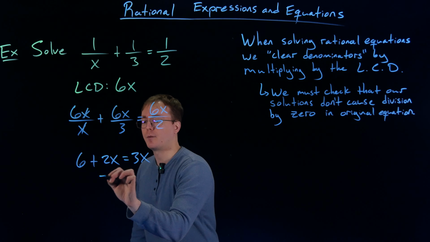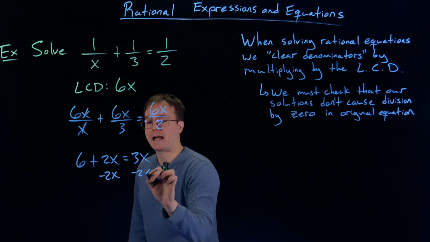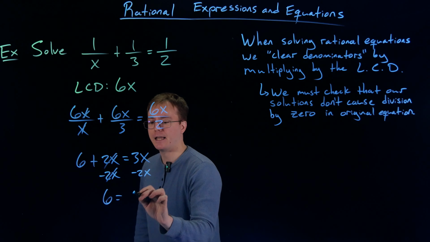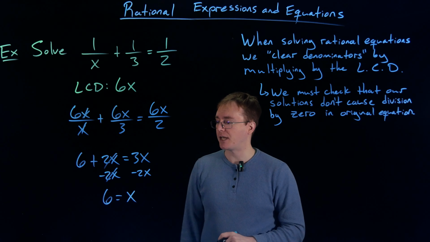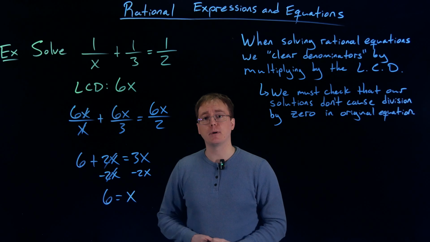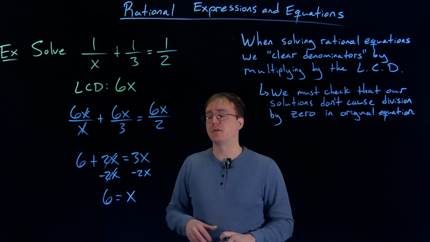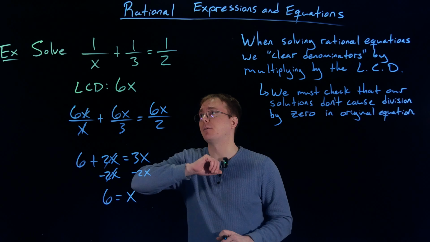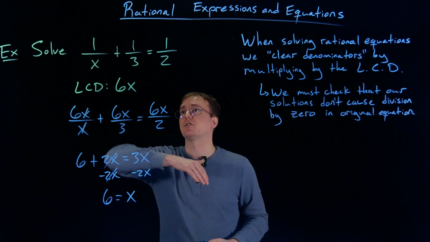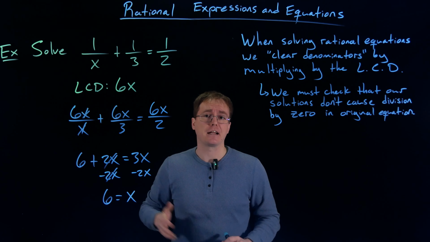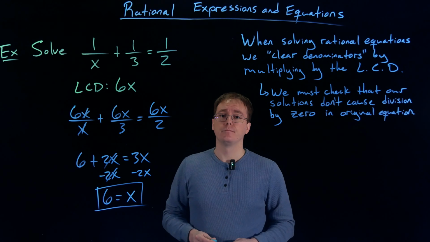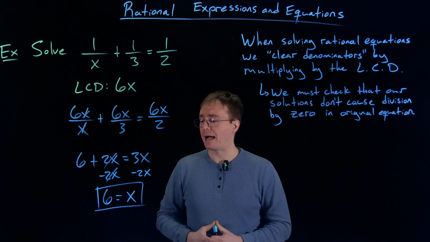We can solve it in just one more step by subtracting 2x from each side. When we do that, we get 6 on the left-hand side and a single x on the right-hand side. So x equals 6 is the potential solution to our rational equation. We just have to make sure now that if we plug x equals 6 into our original equation, we don't get division by 0, and we don't. We get 1 over 6 plus 1 over 3, and that is, in fact, equal to 1/2. So we found the solution to our rational equation.